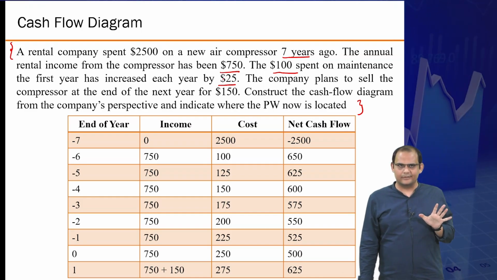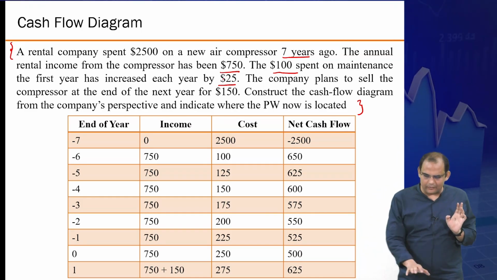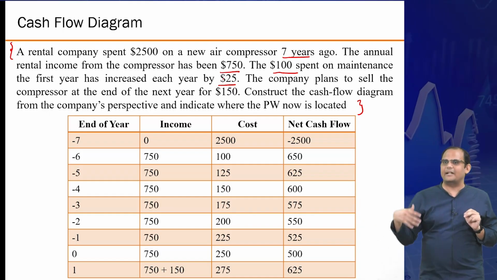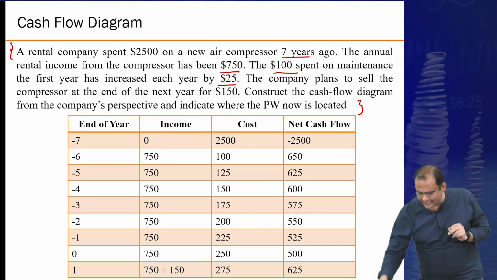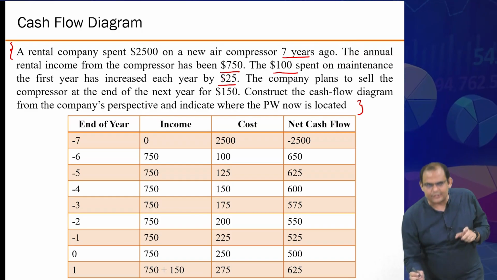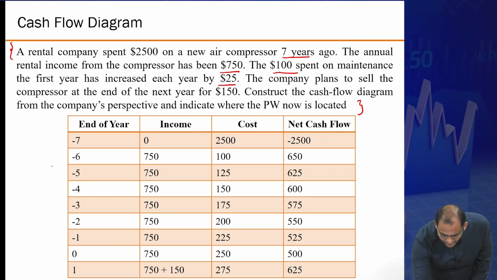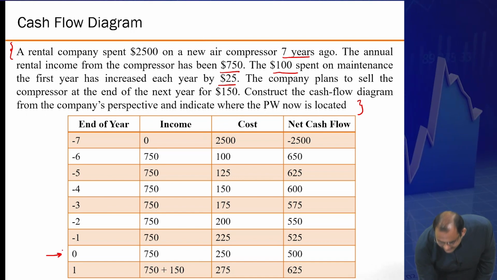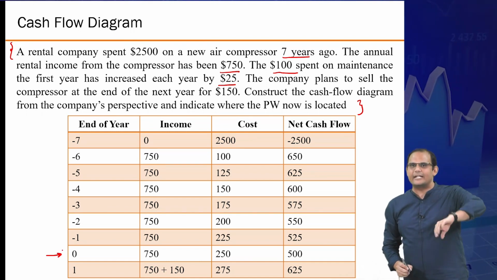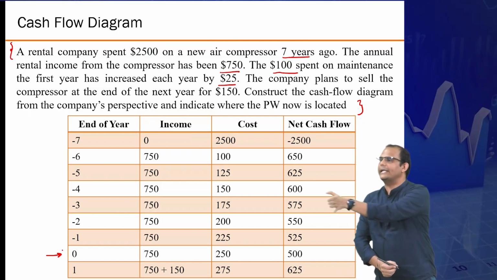Got it? Understood? So now look at the table here. Again, this is an example that I am trying to show you. You can do it later on your own. So first is to identify where the present worth is even located, right? On this table, I am setting it here because we are talking about 7 years ago. We are talking about 1 year in the future.